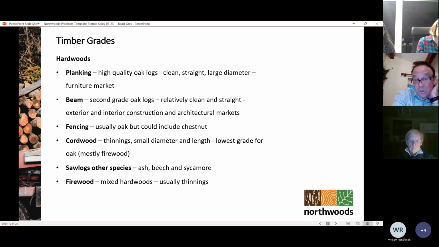In the UK, they very much prefer the white hardwoods, so ash, sycamore, beech, and to an extent birch, but in the UK that's got a lower value than the ash, beech and sycamore.